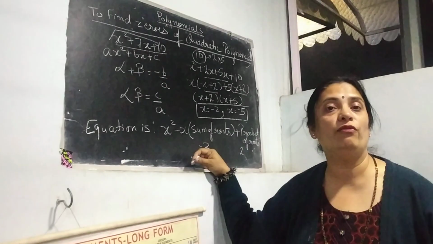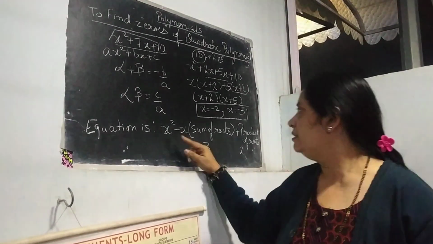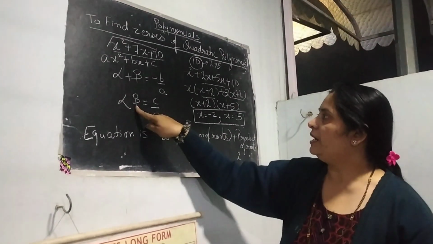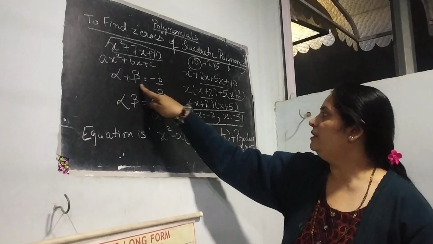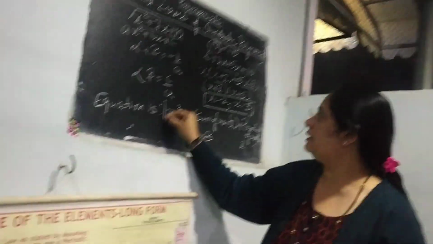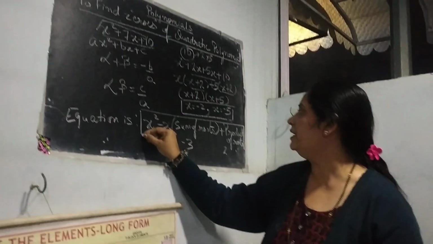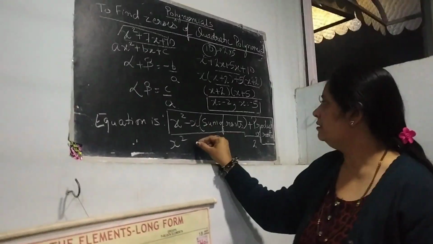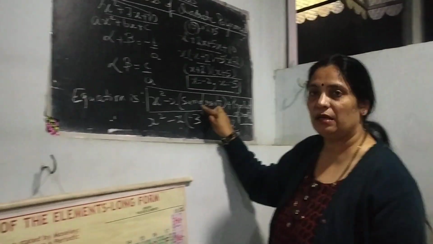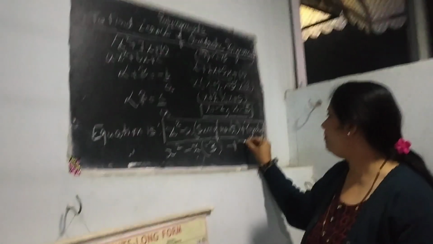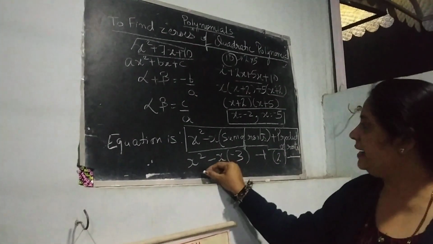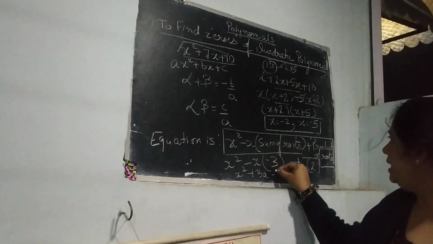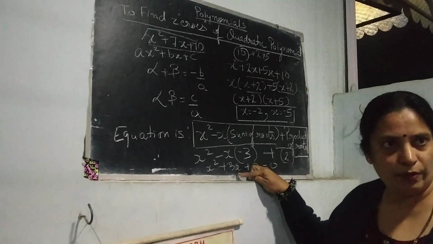Correct? And if you have to form the equation, suppose you are given the sum of the roots as minus 3 and the product of the roots as 2. This is the general form in which you can find the equation. This is x square minus x within the bracket sum of the roots plus product of the roots. Correct? So I get x square plus 3x plus 2. This is my given equation.